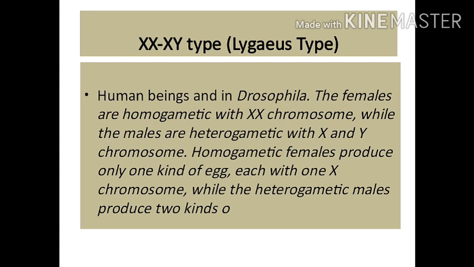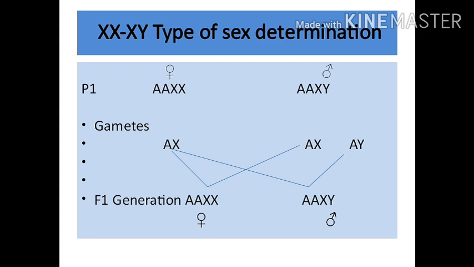Now coming to the cross, you can see the chart here. The parents: the female carries XX chromosome and the male carries XY chromosome. The gametes produced by the female are X and the male X and Y. When the X carrying egg is fertilized by the X carrying sperm, it produces a female. When the X carrying egg is fertilized by the Y carrying sperm, it produces the male. So the sex of the offspring depends on the sperm that fertilizes the egg.